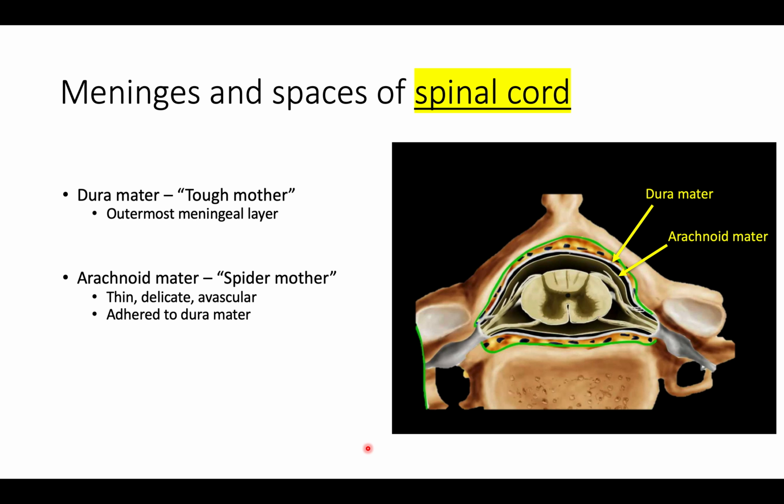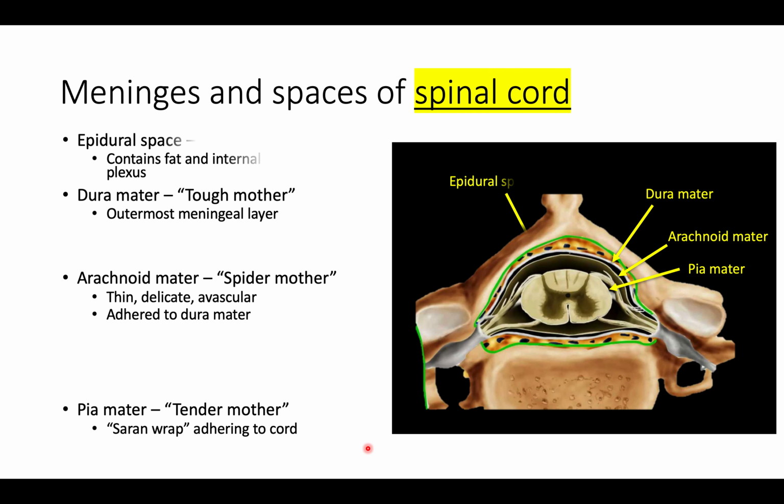Then we have the arachnoid mater, which is the spider mother, and it's thin, delicate, and avascular, and it's adhered to the dura mater. The pia mater is the tender mother, and it is like saran wrapped basically to the cord. That would be something that is hard to get off when you're looking in lab. It's directly on that cord.